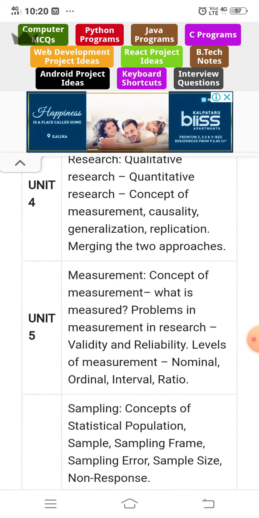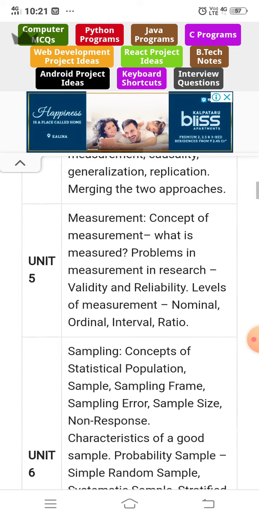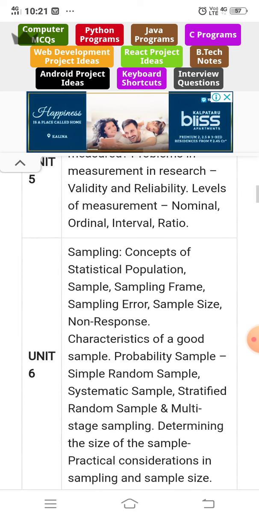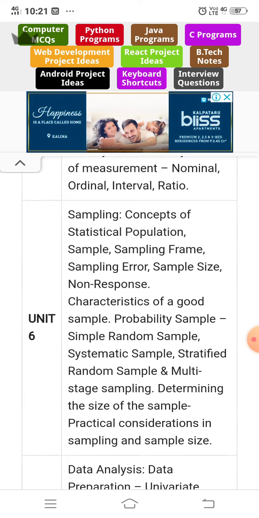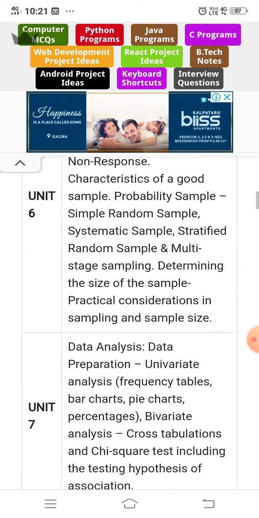Unit 5, measurements: concept of measurement, what is measured, problems in measurement in research, validity and reliability, levels of measurement: nominal, ordinal, interval, ratio. In unit number 6, sampling: concept of statistical population, sample, sampling frame, sampling error, sample size, non-response, characteristics of a good sample, probability sample, simple random sample, systematic sample, stratified random sample and multi-stage sampling, determining the size of sample, practical consideration in sampling and sample size.